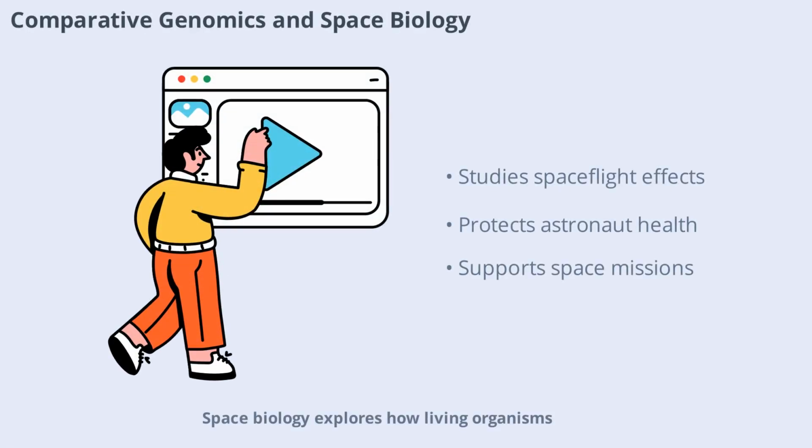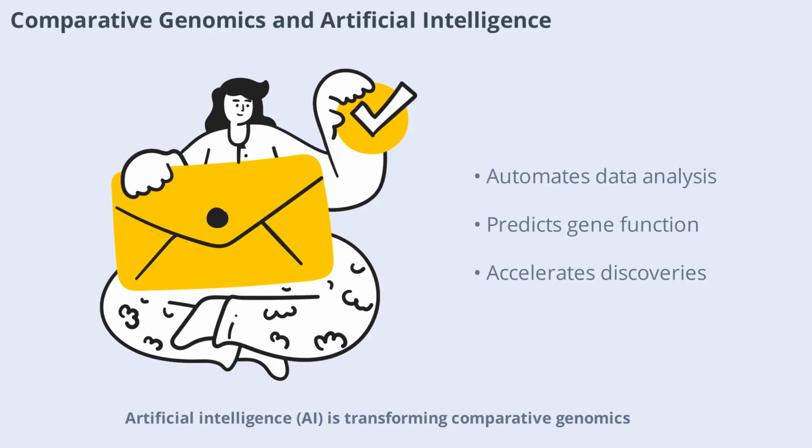Space biology explores how living organisms respond to the unique conditions of space. Comparative genomics helps identify genetic changes that occur during spaceflight, informing strategies to protect astronaut health and support long-term missions beyond Earth. Artificial intelligence, AI, is transforming comparative genomics by automating data analysis and pattern recognition.